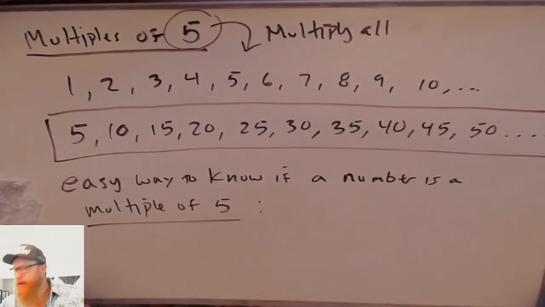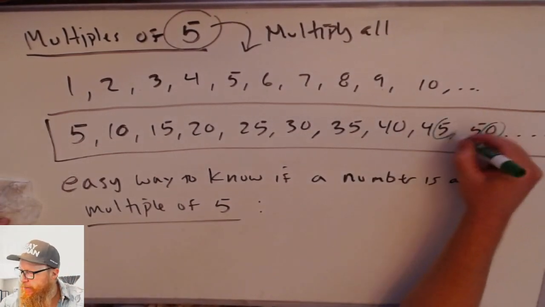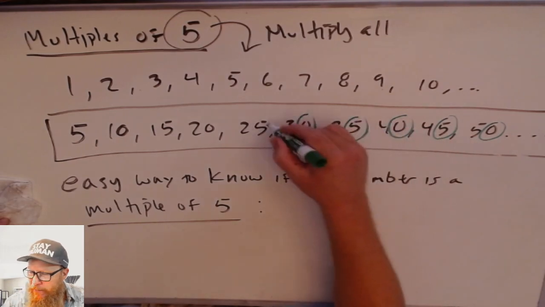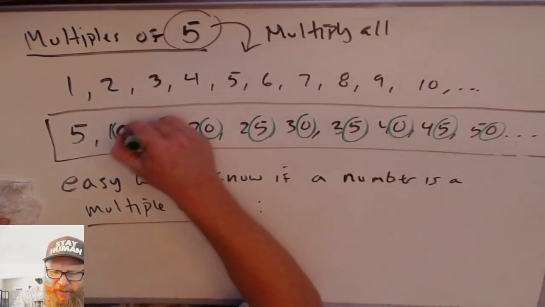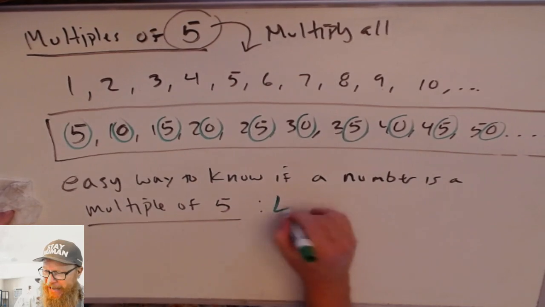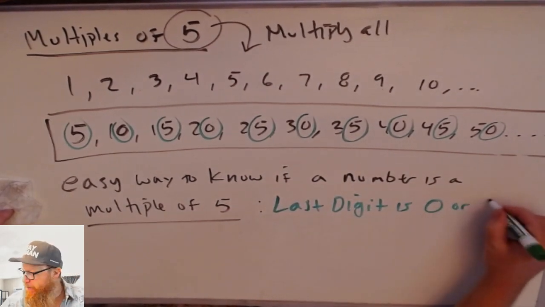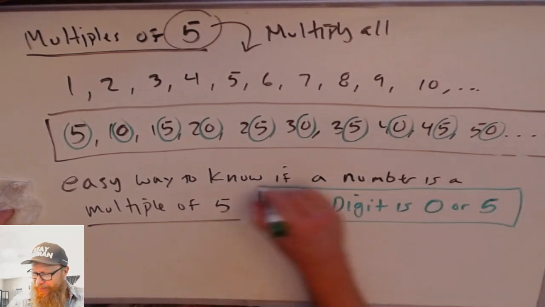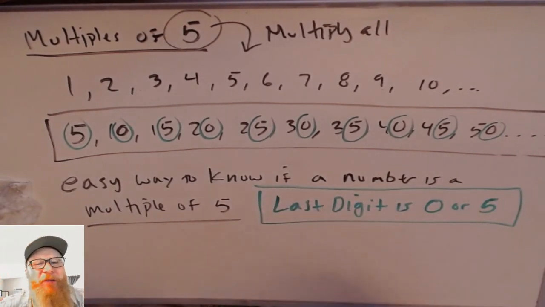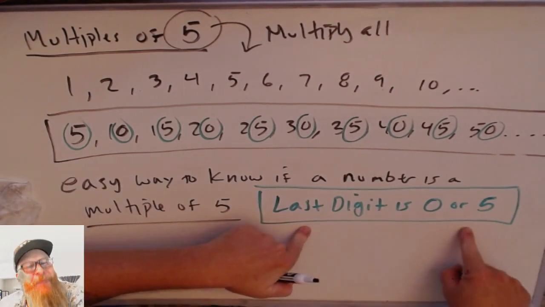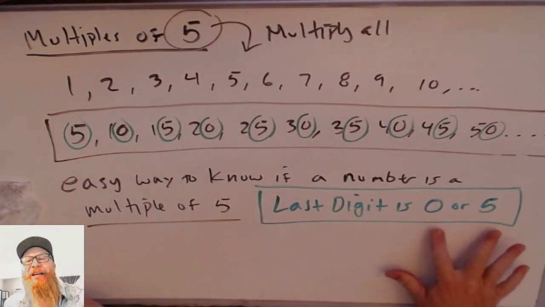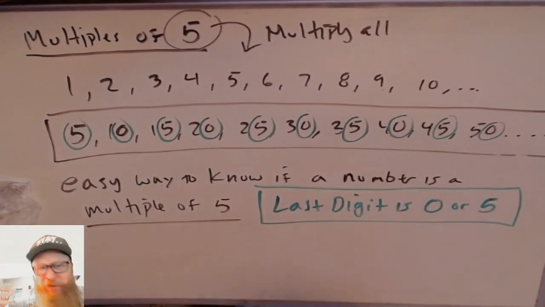Very easy way to know. Look. Notice something? The last digit is either 0 or 5. I tell you what, if you live to be 90, you live to be 100 years old, you will never forget that. A number is a multiple of 5 if the last digit is 0 or 5. Enough said. I don't have to say anything more about that.